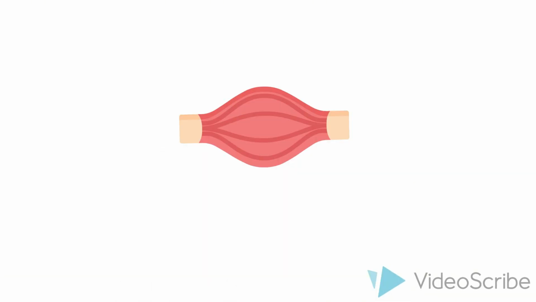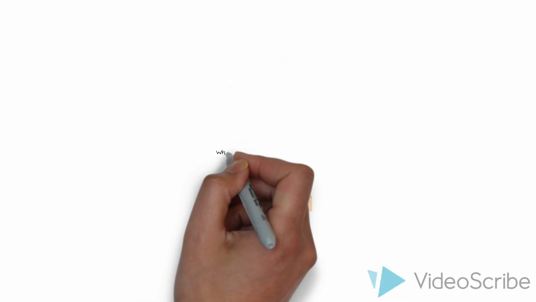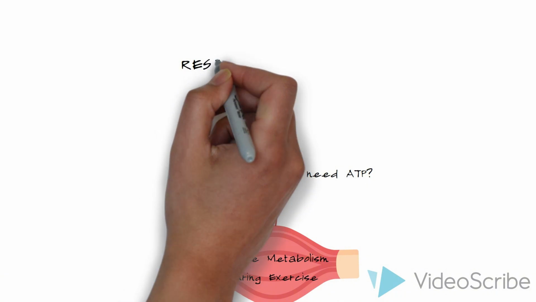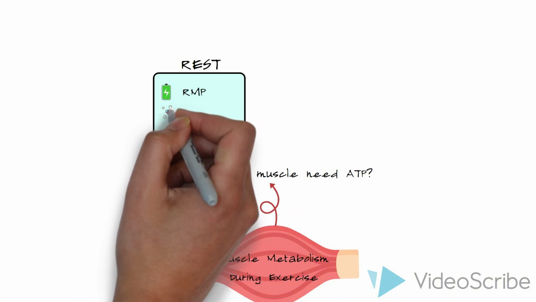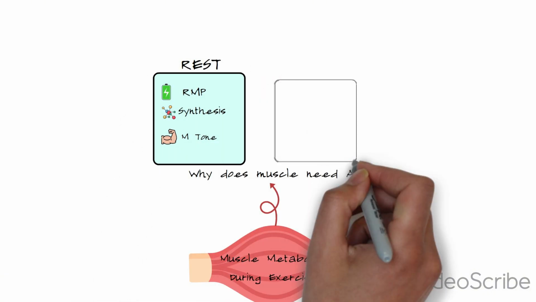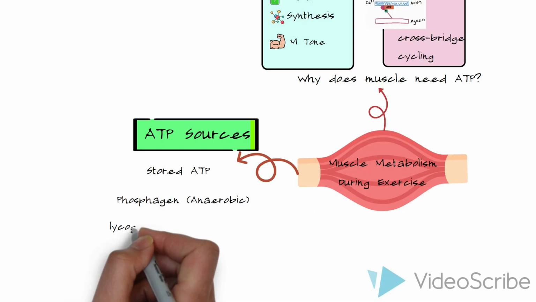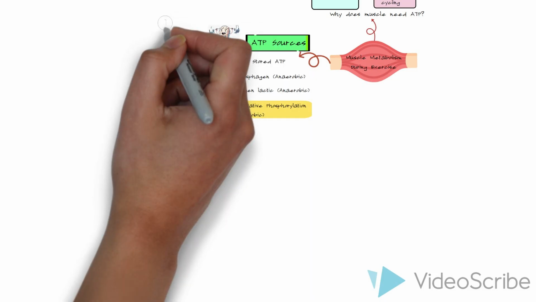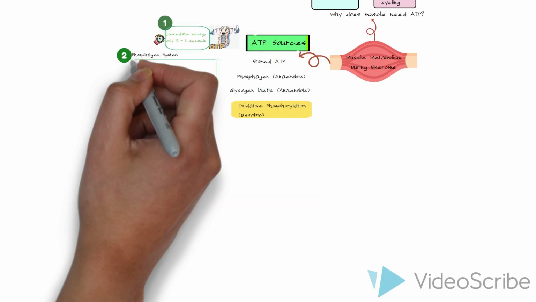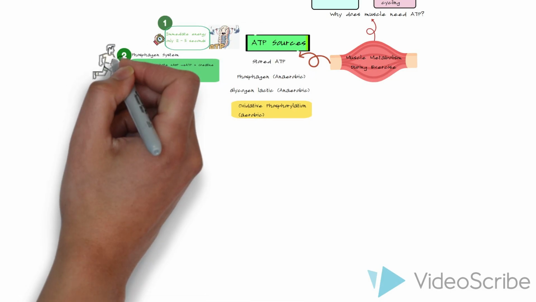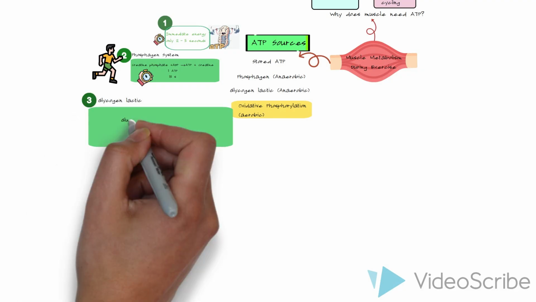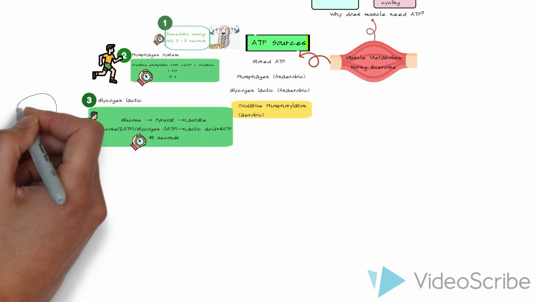Let's recap together the topic for today. Muscle needs energy, yes, during rest and contraction. The source of energy is the ATP, either the stored or the newly synthesized. We have three systems for the synthesis of ATP: the phosphagen system, the glycogen lactic, and the oxidative phosphorylation. Only oxidative needs oxygen. The fuel is either phosphocreatine, carb, or carb and fat.